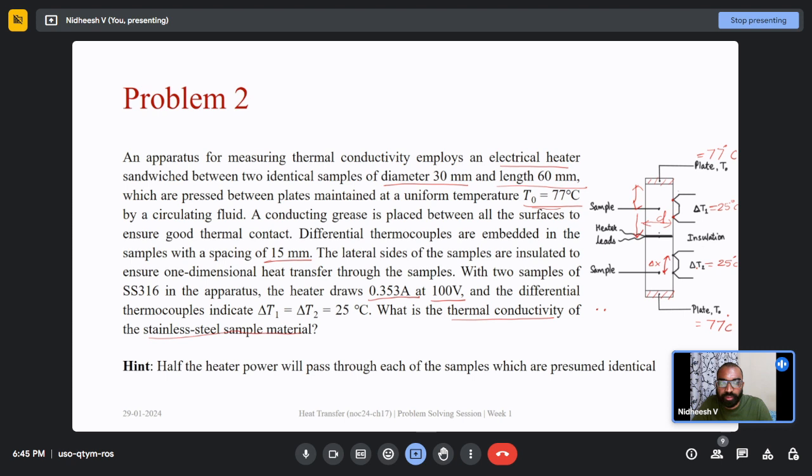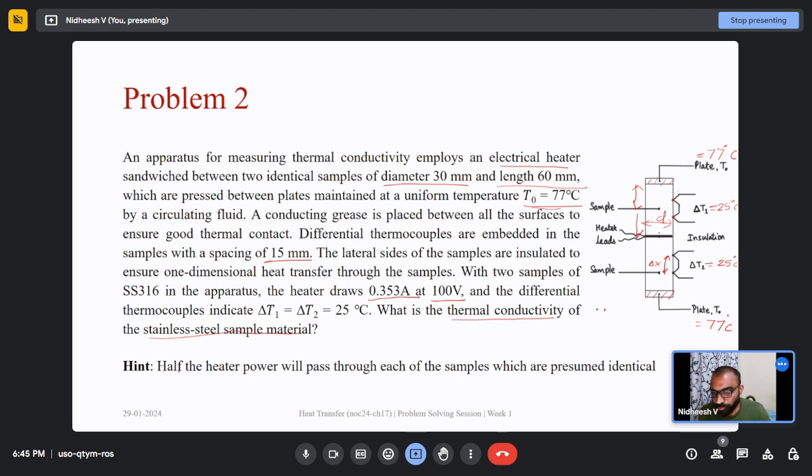It is saying there is a temperature difference of 25 degrees Celsius, and we are being asked to find out the thermal conductivity of the material. Can someone tell me how can I proceed to solve this problem? There is a hint given. You can go through that also.